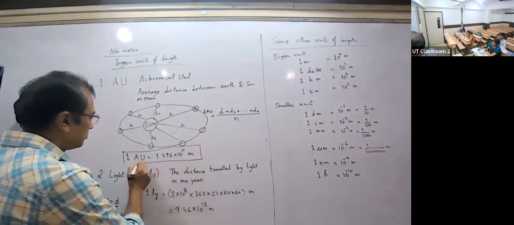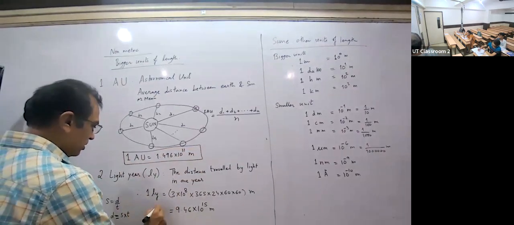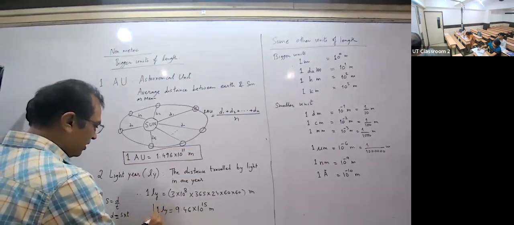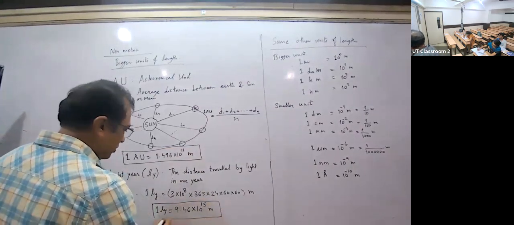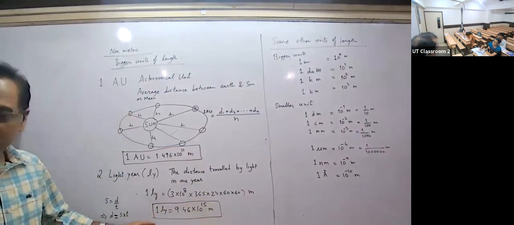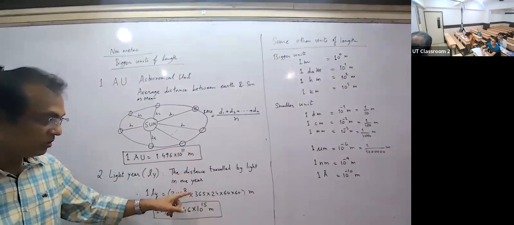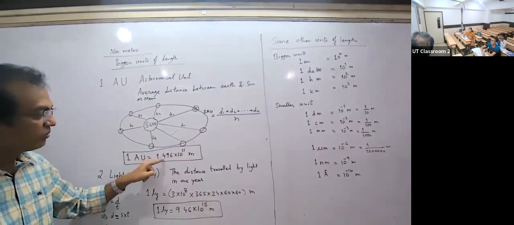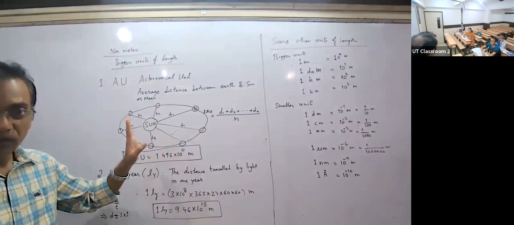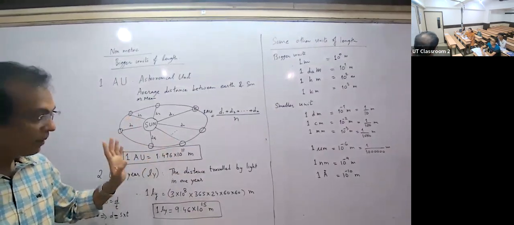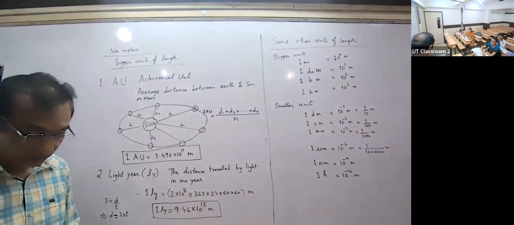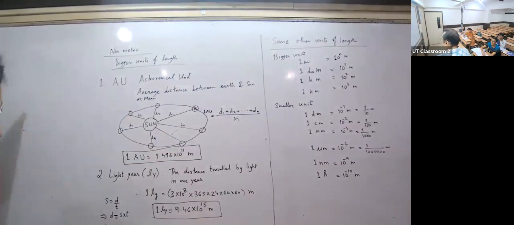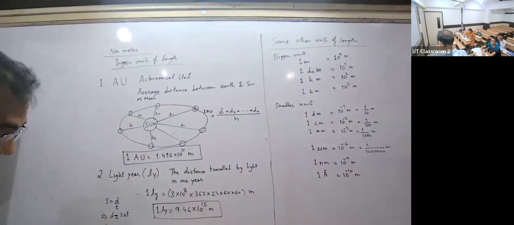Sometimes in school, they will ask you what is one light year, so you should know how to calculate it. Light year can be calculated. If you don't remember, you can calculate. But this you can remember, roughly 1.5 into 10 raised to 11. Okay, so we have covered this.